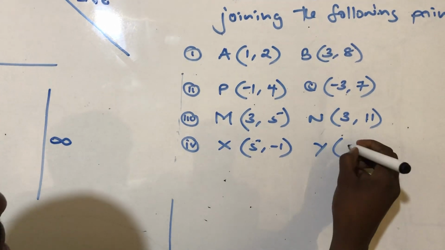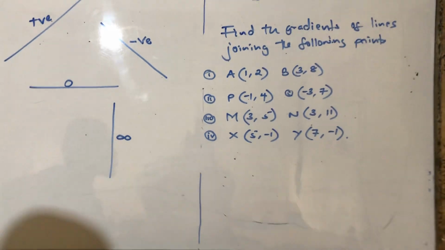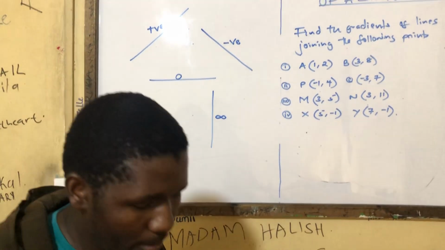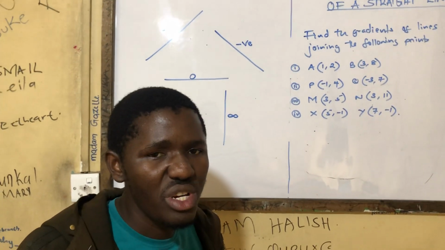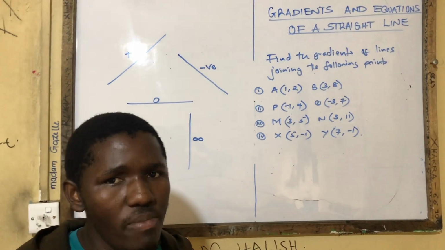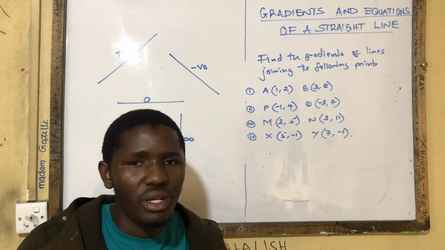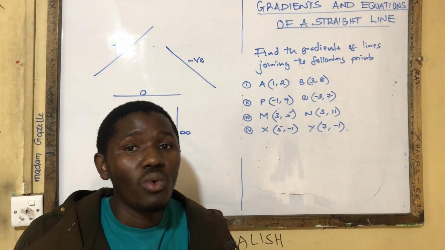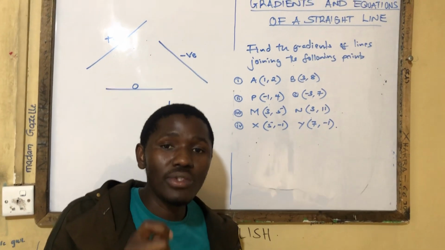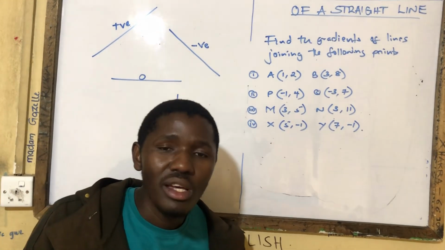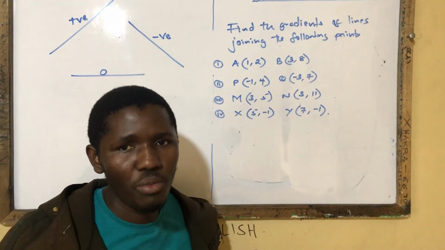The reason as to why I'm taking you through these 4 examples is because each one of them will produce unique gradients. And like we have already mentioned, whenever a gradient is positive, there is something it communicates. Whenever it is negative, there is something it communicates. Whenever it is 0, there is something it communicates. And when it is an infinite gradient, there is also something it communicates.